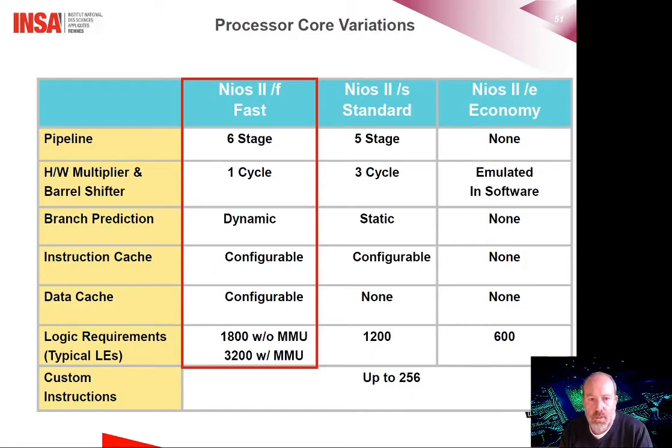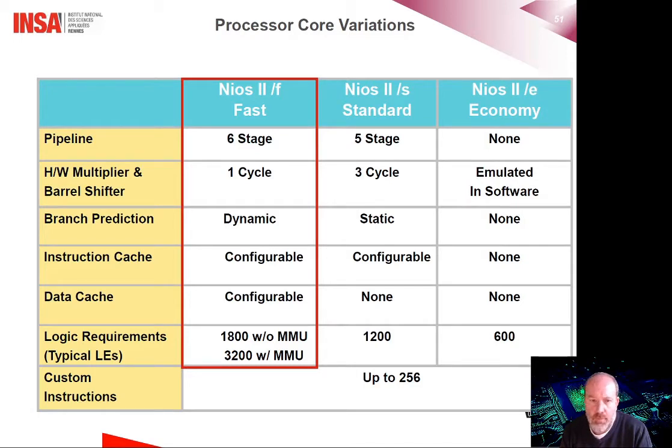So the Nios II processor comes with 3 different flavors. A standard version here is available with certain features like 5 stages of pipeline, and a possible use of the hardware multiplier, which is available on the FPGA side. And these operations are performed in 3 cycles. In this version, the branch prediction is static and the instruction cache is configurable. In the standard version, there's no data cache. So if you take a look at the table, you see that this current version requires 1,200 logic elements, which is the standard size of the processor.